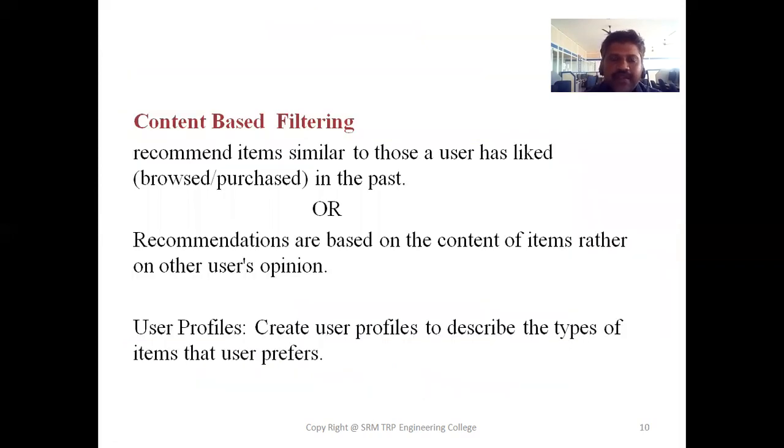Then the second type is content-based filtering. Here I'm going to recommend items similar to those a user has liked in the past. Already the user purchased some products, and based upon this purchase history I'm going to recommend similar items. Otherwise, I'm going to recommend based on the content of items rather than the user's opinion.